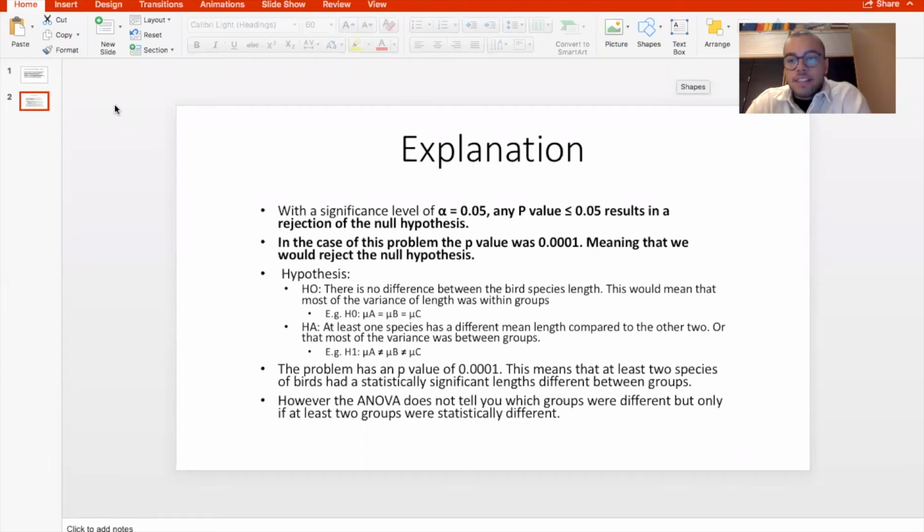So this slide is an explanation of what the prompt is discussing, and later we'll be discussing the reasoning and the conclusion for the problem.